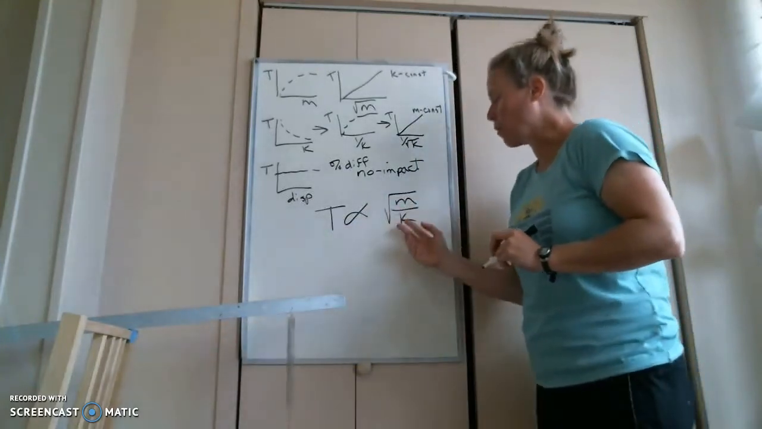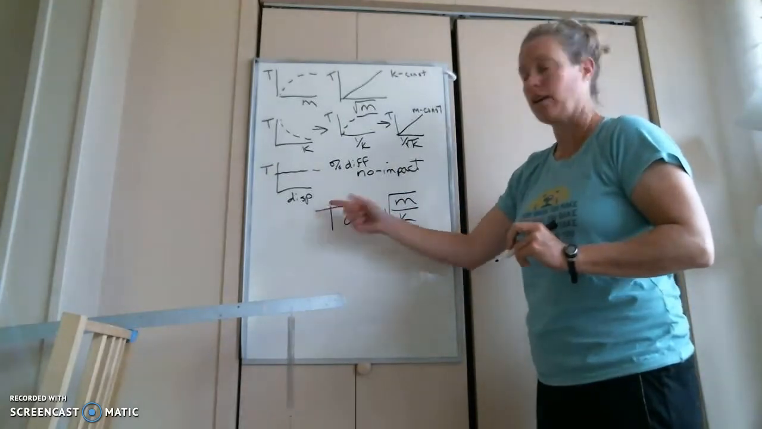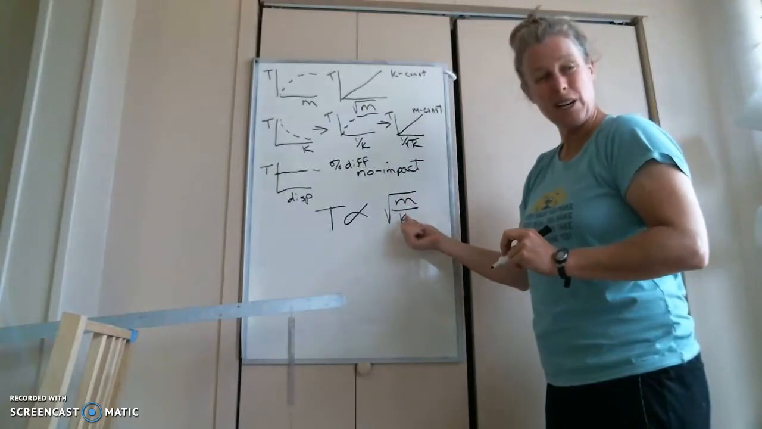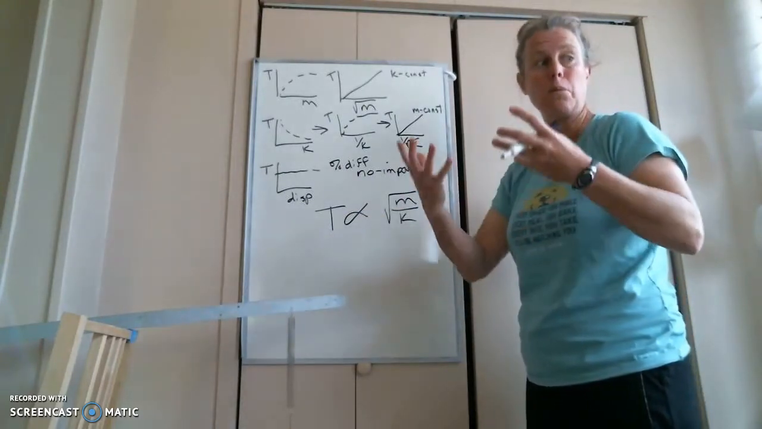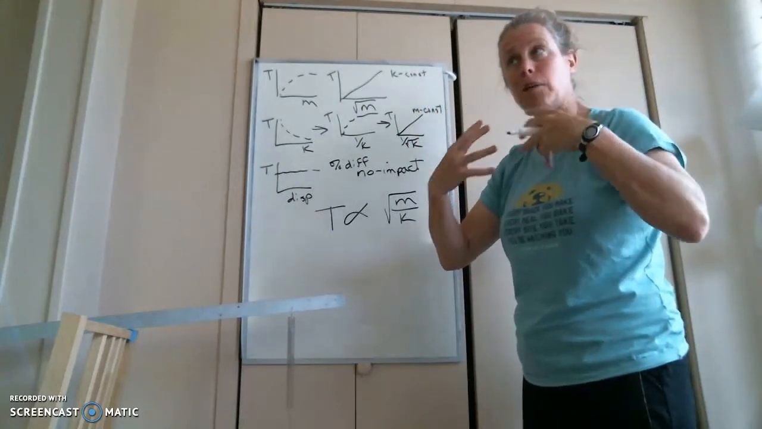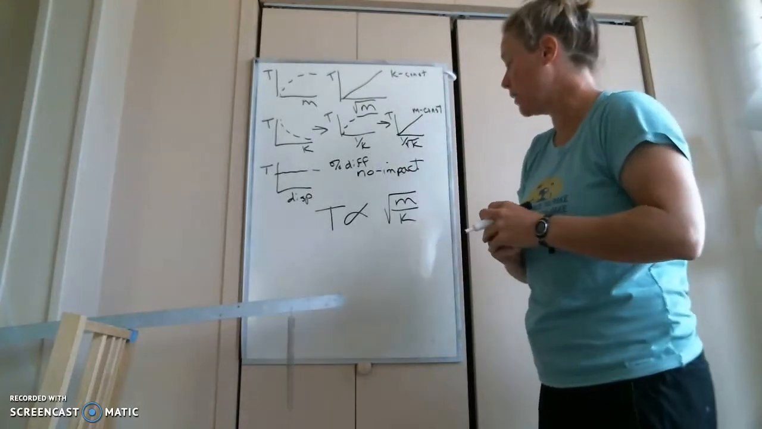So these are proportional. If I increase the mass, I'm going to increase my period, but only by a square root relationship. If I increase my spring constant, I'm going to decrease my period, and that should make sense also. I'm hoping we get this conceptual, intuitive approach: increase the spring constant, decrease the period.